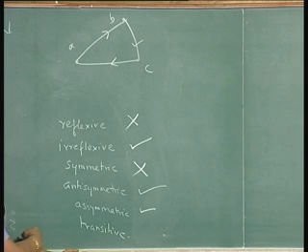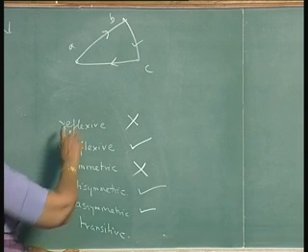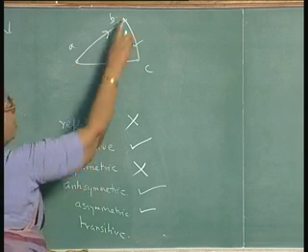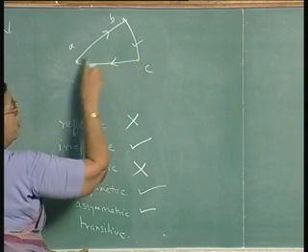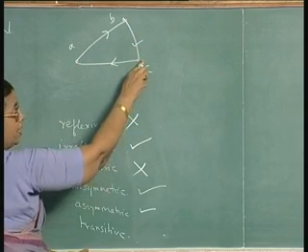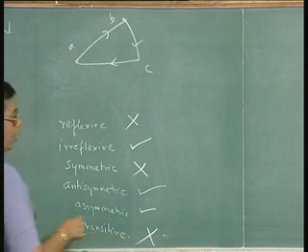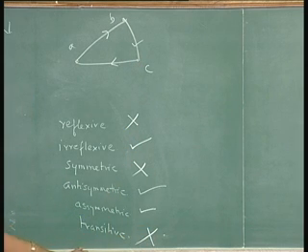Is it transitive? See, if A is related to B and B is related to C, you should have an arc from A to C, that is not there. So, this is not transitive. So, the properties of this relation are like this.